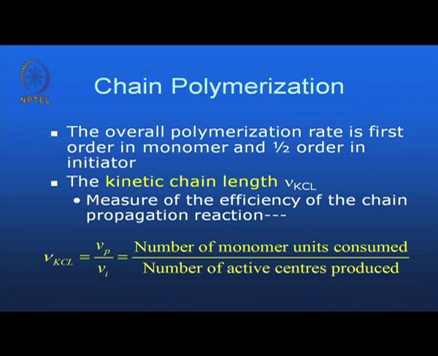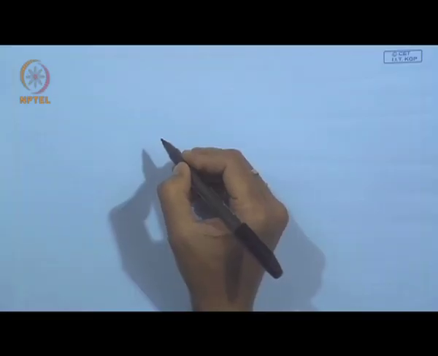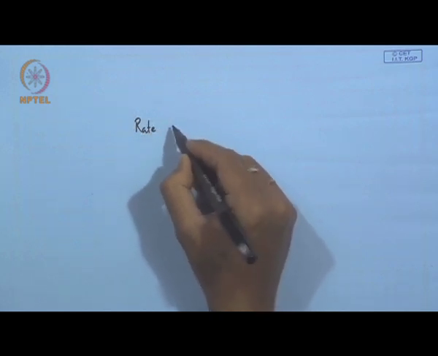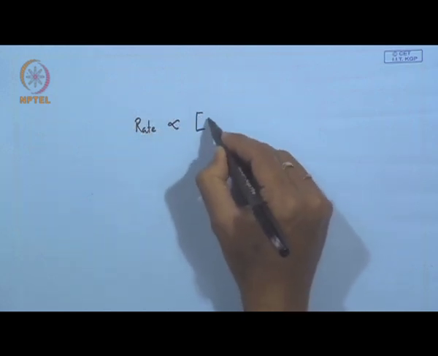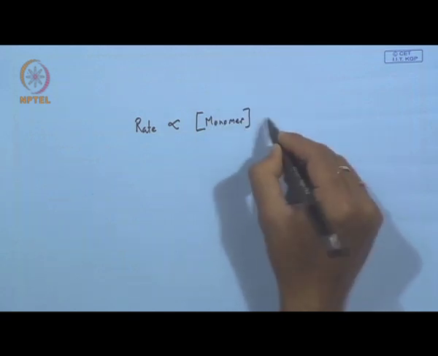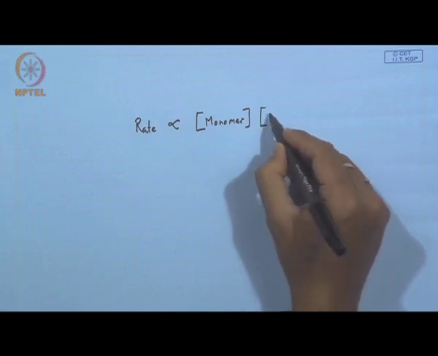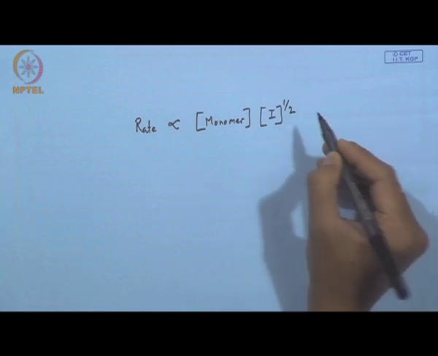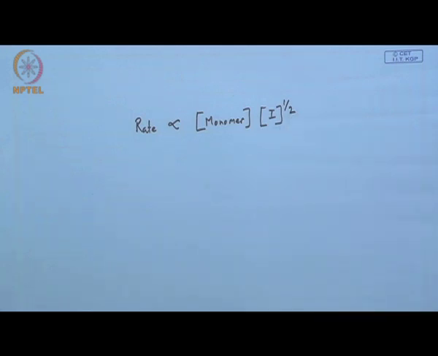In this case, it has been found that the reaction rate is first order in monomer and to the power half in initiator. So, your rate is proportional to the monomer concentration M and the initiator I to the power half.